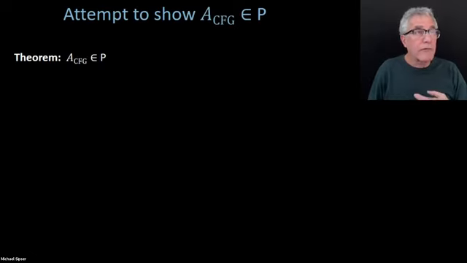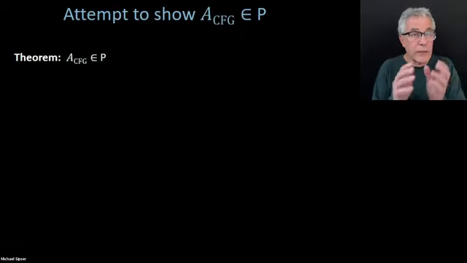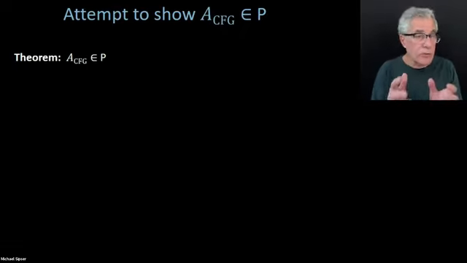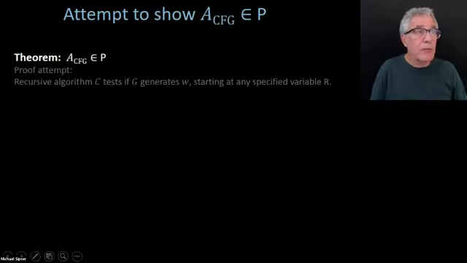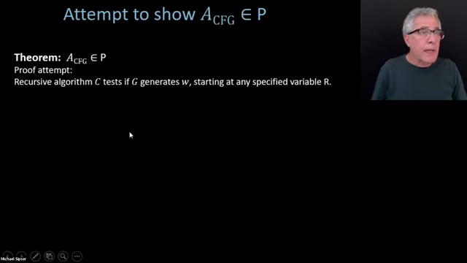So how would we solve the ACFG problem? You're given a grammar, you're given an input. Let's assume the grammar is in Chomsky normal form. That's going to be useful. So it's a Chomsky normal form grammar, and we want to see how to test if you can generate W. And it's going to be a recursive algorithm.